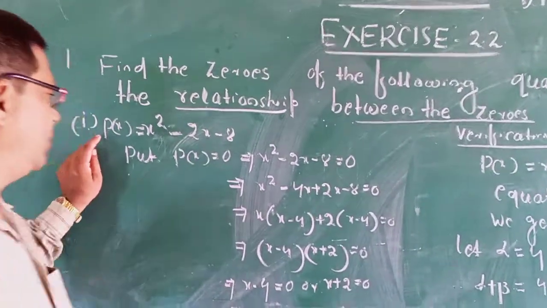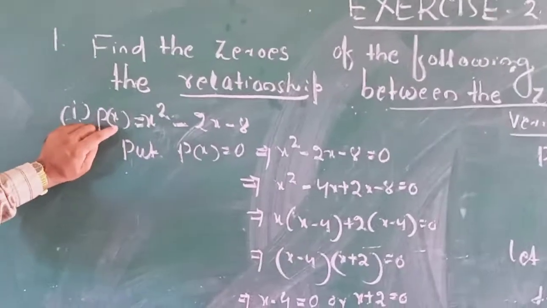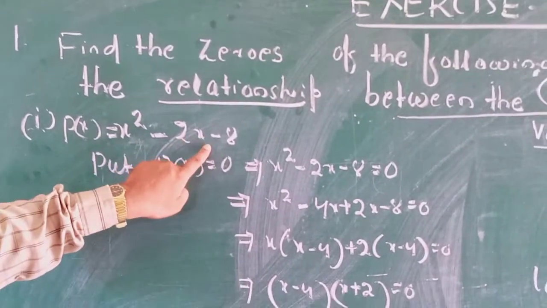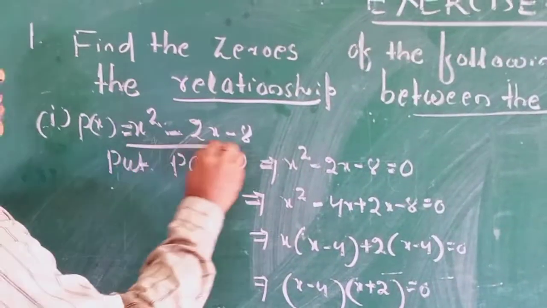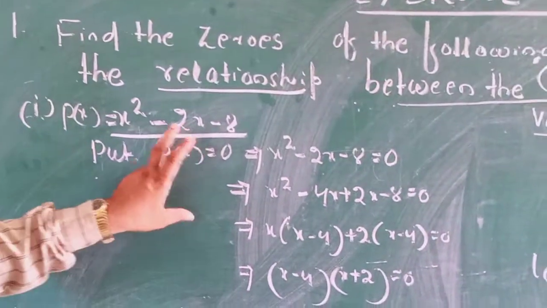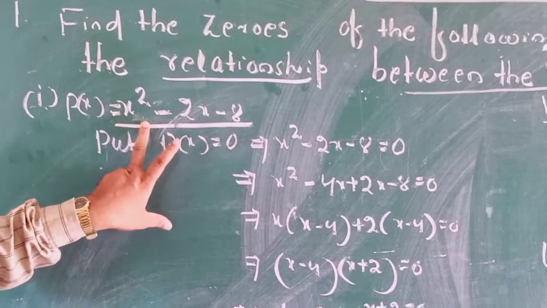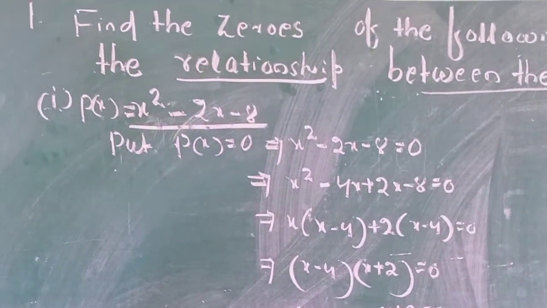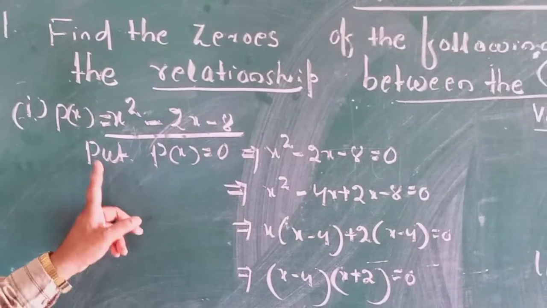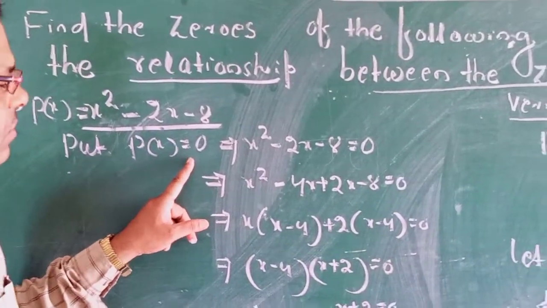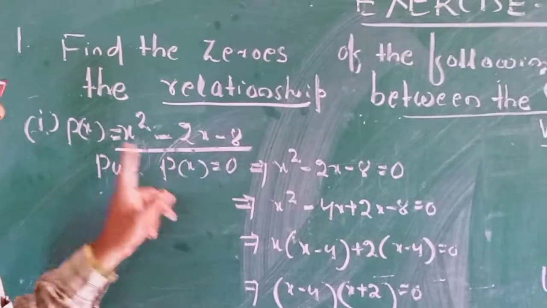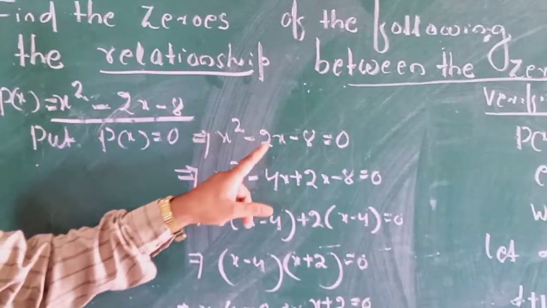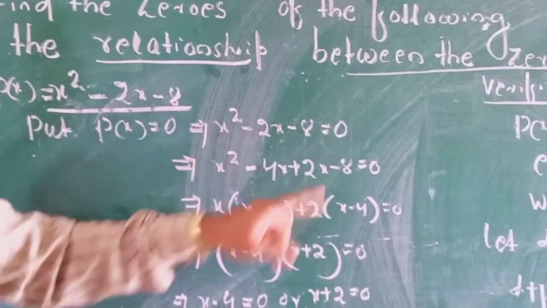Now question number 1 is given: p of x is equal to x square minus 2x minus 8. This is the question. So what do you have to find? You have to find the zeros of the quadratic polynomial x square minus 2x minus 8. Now how do we find the zeros? Put p of x equal to 0. P of x means x square minus 2x minus 8. Therefore, x square minus 2x minus 8 is equal to 0.